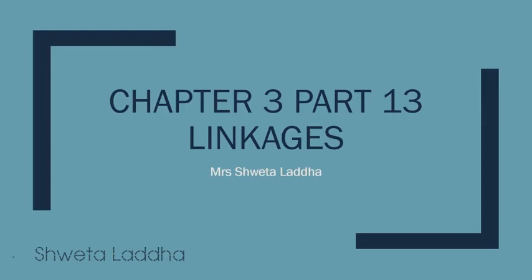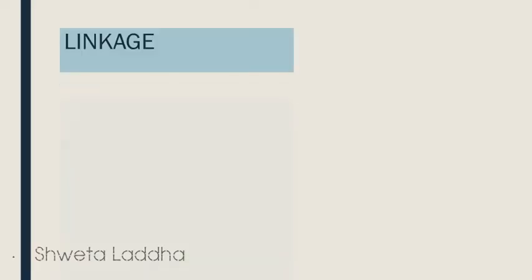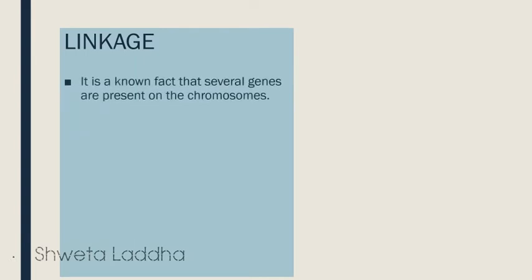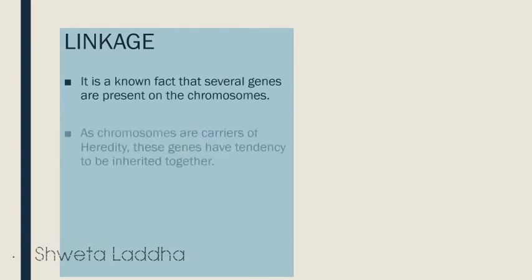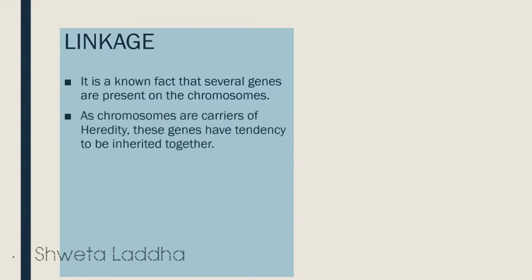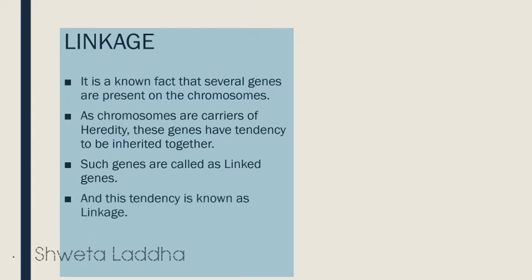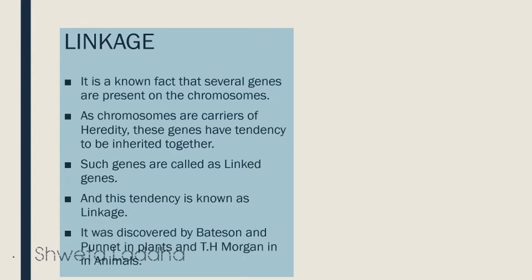Today we are going to study more about linkages. So what is a linkage? It is known that several genes are present on the chromosomes. As chromosomes are carriers of heredity, these genes have a tendency to be inherited together. Such genes which are inherited together are called linked genes, and this tendency of the genes to be inherited together is known as linkage.